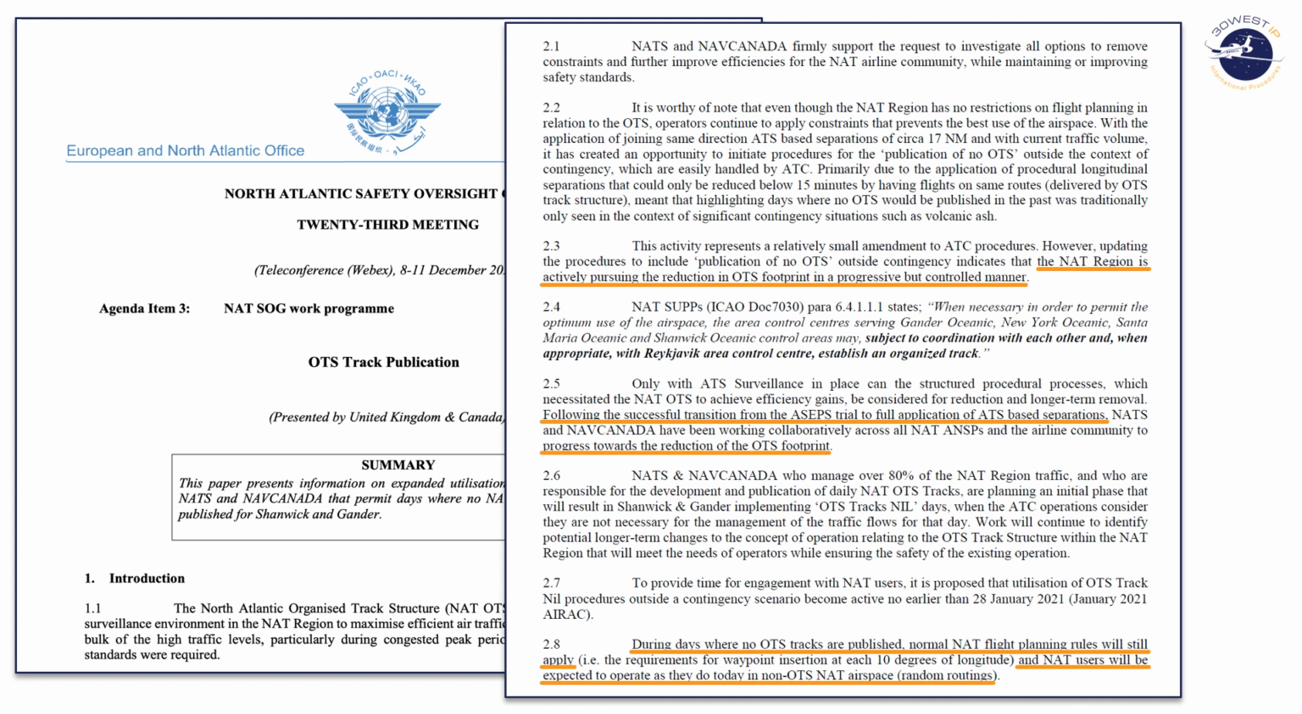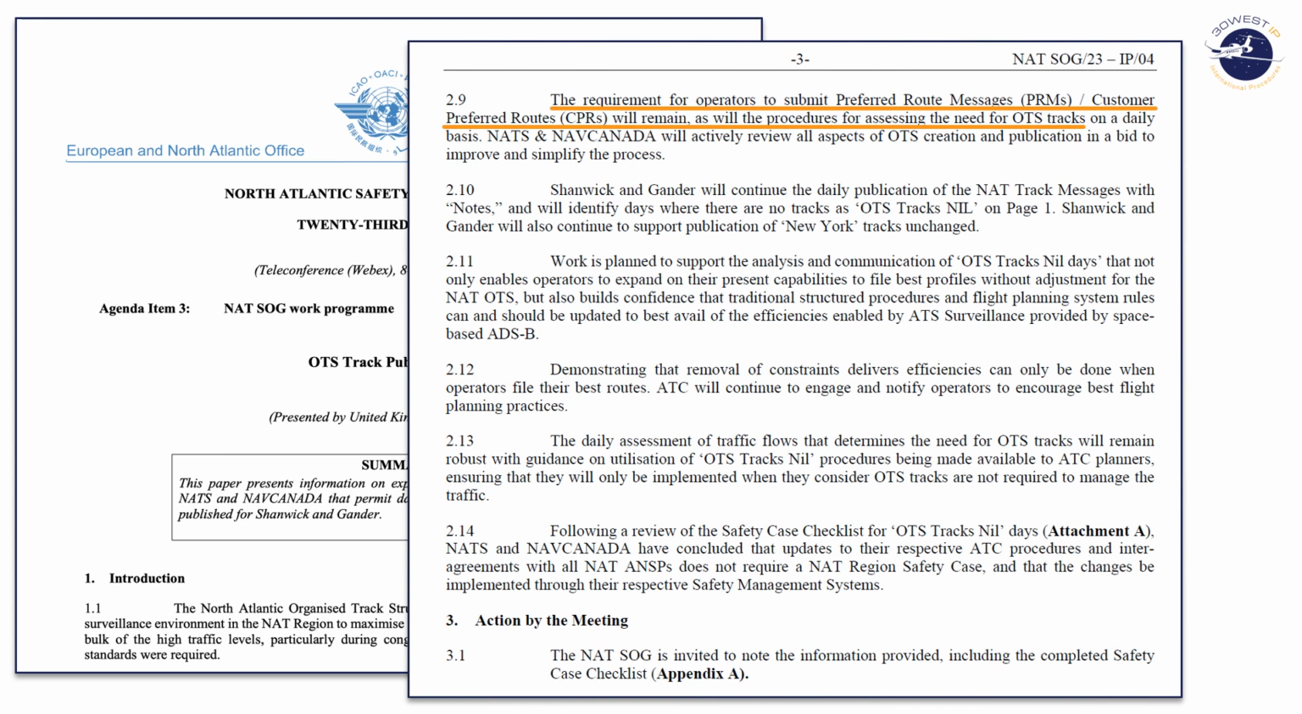On the days where there are no OTS tracks published, you will still just follow normal NAT flight planning rules, and you'll be expected to operate as you normally do in a non-OTS NAT airspace, as you've operated before on random routes. Airline operators will still be required to submit their preferred routes daily, and NATS and NAV Canada will still be required to do their daily analysis for determining the need for OTS tracks. The OTS Tracks nil procedures will only be implemented when NATS and NAV Canada consider the OTS tracks are not required to manage the traffic for that day.